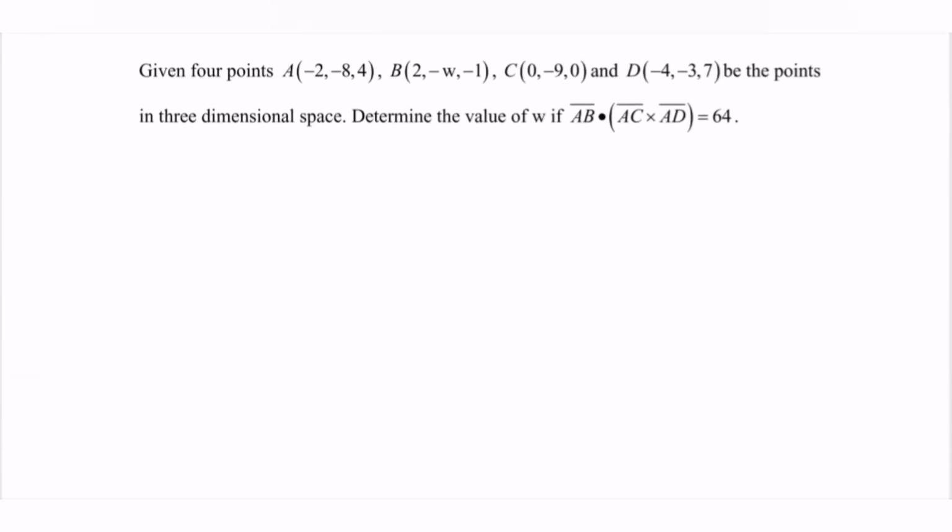Next, we have the example for the vector. By referring to the question, given 4 points A, B, C, and D in the 3-dimensional space, determine the value of W where the vector AB dot with the bracket AC cross with the vector AD is equal to 64. So my suggestion is to find the vectors AB, AC, and then AD.